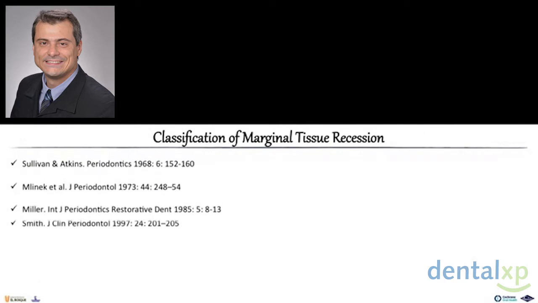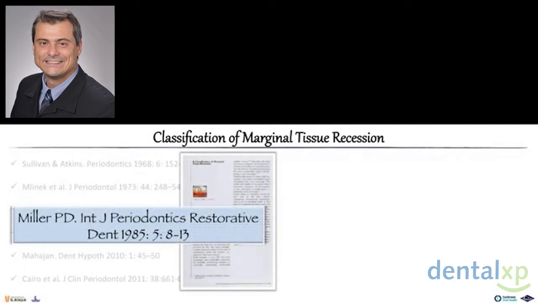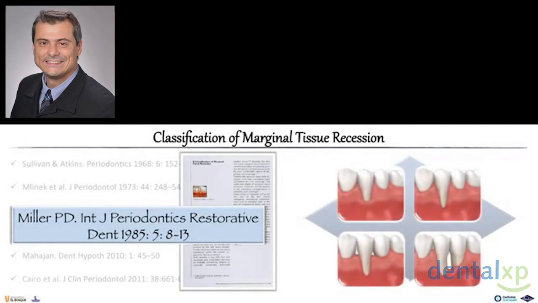It's important to highlight that according to the most widely used classification of marginal tissue recession described by Miller 30 years ago, complete root coverage can be anticipated for both Class 1 and 2 defects, and this is because there is no periodontal tissue loss in the interdental area.